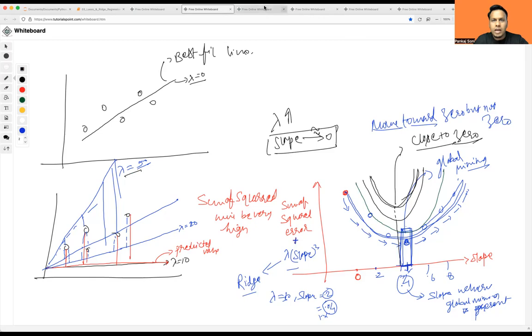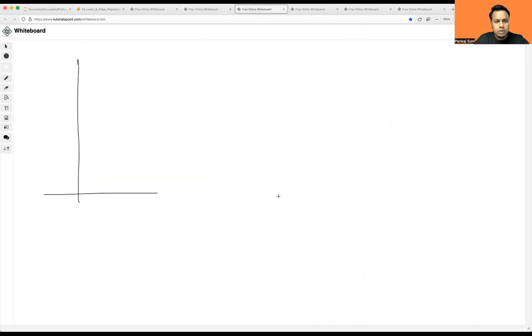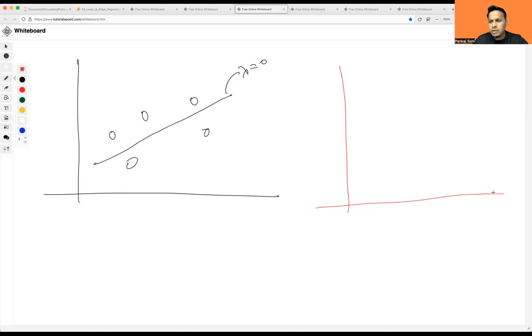Now in case of lasso, what happens? So very similar data I'll take. Okay, so this is your best fit line where lambda equals 0. Now if you keep adding lambda more, right? So let's say this is my parabolic equation. This is your slope, and this is your sum of squared error plus lambda, that is the penalty, multiplied by the absolute value of the slope, not the square. This is the difference. Okay, absolute value of slope.